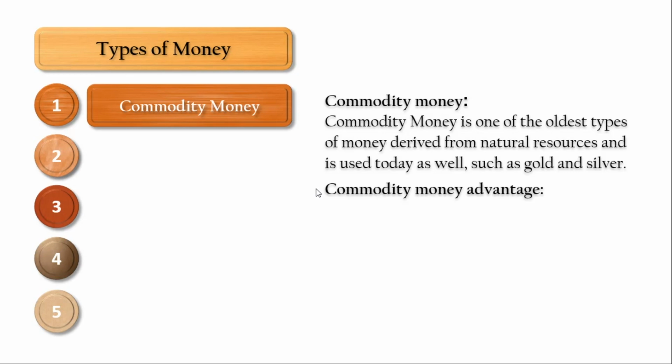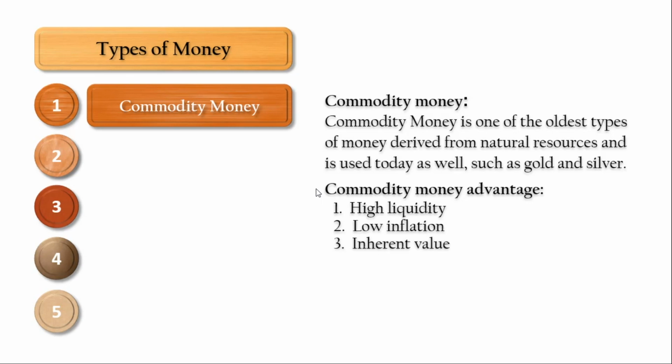Commodity money advantages. 1. High liquidity. Liquidity describes the degree to which an asset or security can be quickly bought or sold in the market without affecting the asset's price or value. So commodity money always has very high liquidity. For instance, gold or silver: anytime you can change it to fiat money. Second, low inflation. As gold and silver are not easily accessible, they have low inflation. It's not like fiat money that is printed by the government.